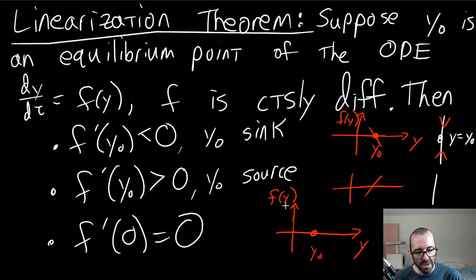If it's 0, well, we don't really know what's happening. Maybe it's a node where it's positive and then positive. Or maybe it's a node that's negative and negative. Or maybe it's a source. Or maybe it's a sink. We don't know. We need more information.